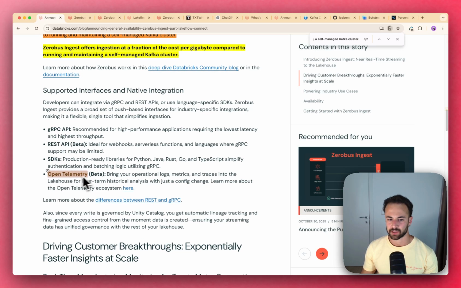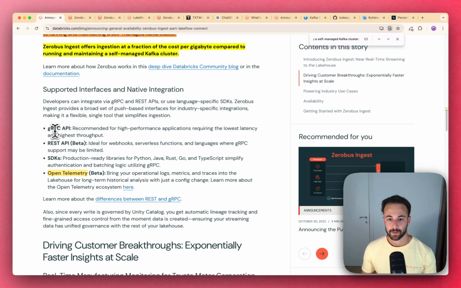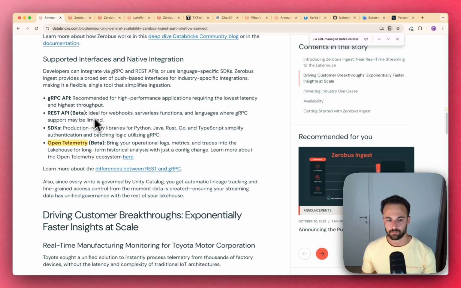I've never heard of Kafka offering an OpenTelemetry sort of endpoint or that type of data. SDKs are the Kafka clients, a REST API, Kafka has the REST proxy, and gRPC I haven't seen Kafka support. I haven't seen anybody support it. So that's pretty cool. And them offering it in the general availability announcement, I think that's awesome.